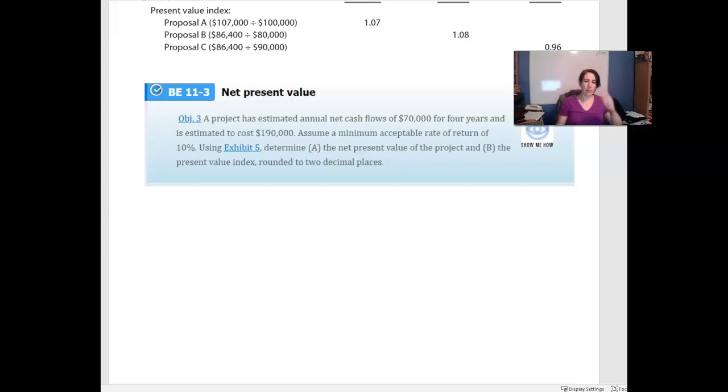All right, so let's just do one of these calculations, a net present value calculation. You've got a project that has estimated annual net cash flows of $70,000 for 4 years, and it's estimated to cost $190,000. Ooh, you know what this is? $70,000 for 4 years. It's the same dollar amount. Guess what I get to use? I get to use the present value of the annuity table. I don't have to walk back every single year the way I did this one, right?